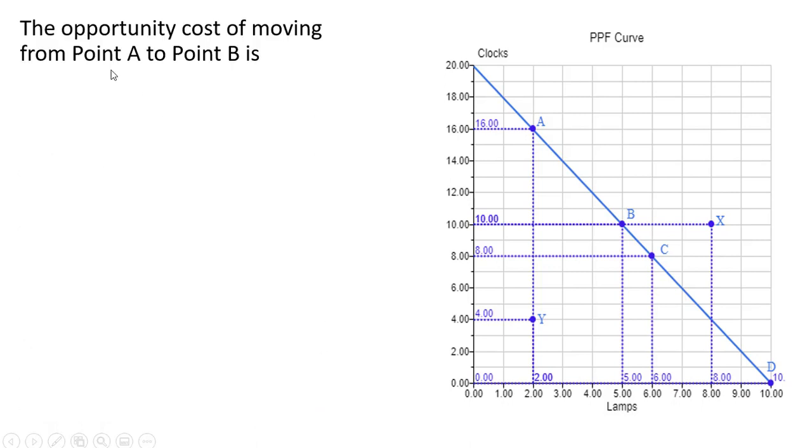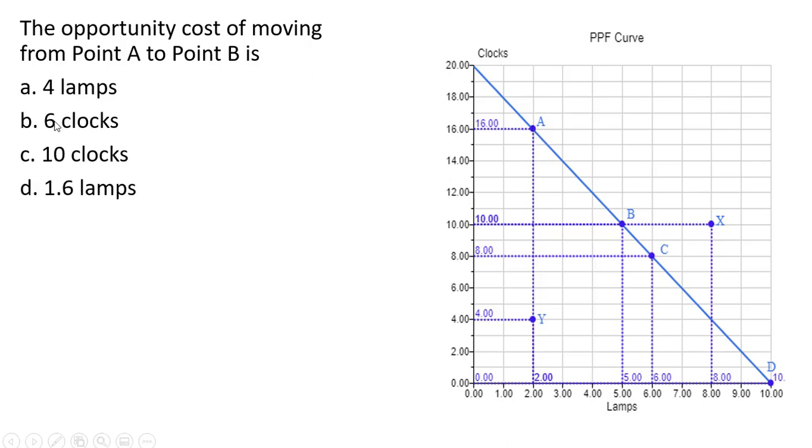The opportunity cost of moving from point A to point B. As we move from point A to point B, the economy gives up producing 6 clocks, 16 minus 10. So that is going to be the answer. So the opportunity cost here of producing more lamps as we move from A to B is the number of clocks that must be sacrificed to do that, and that's going to be 16 minus 10, or 6 clocks.